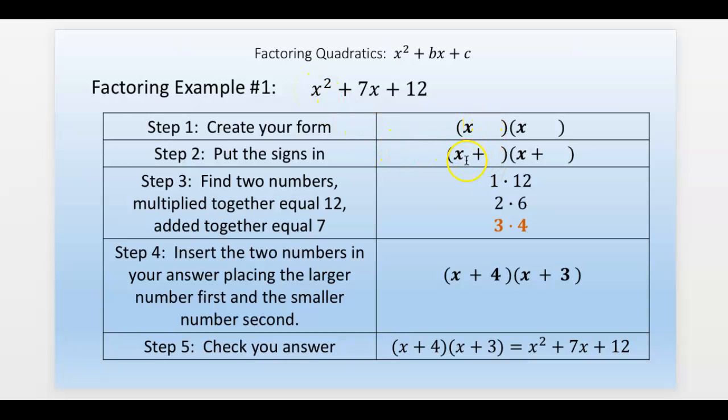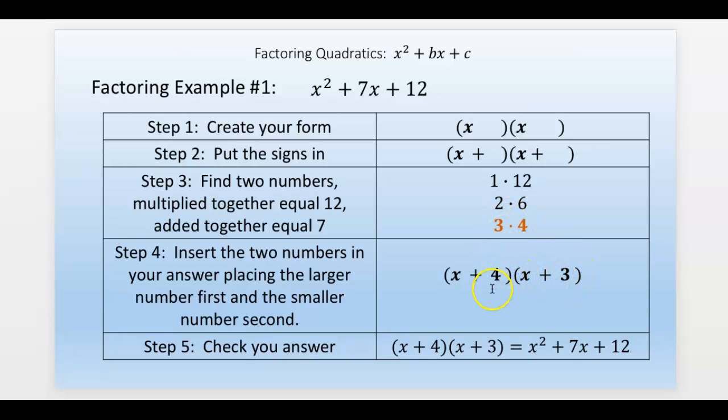All right, go ahead and put your signs in. Again, both signs are the same, and they're both plus in this case. Then find the two numbers whose product equals 12. So I factor the 12 into factored pairs: 1 and 12, 2 and 6, 3 and 4. Those are all the factored pairs of 12. But which of these pairs, when added together, equals 7? Well, it's 3 and 4. So boom, there's our answer.